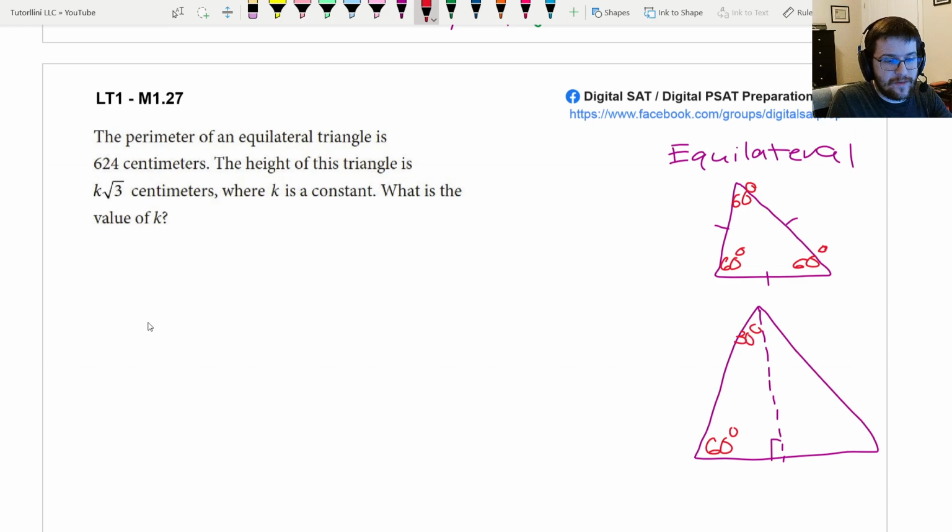So it forms a special right triangle. So I'm going to draw it again, but just keep in mind, something I have to do a lot when I see equilateral triangles is cut it in half. All right, so let me redraw it.